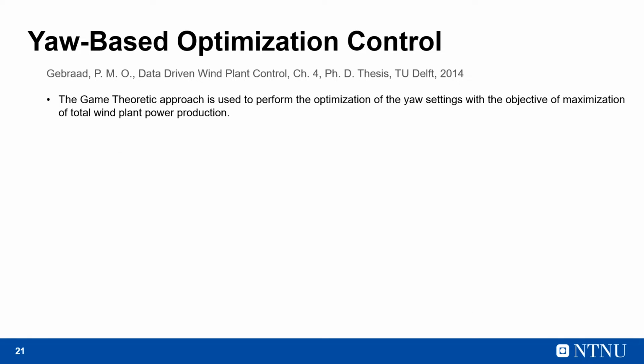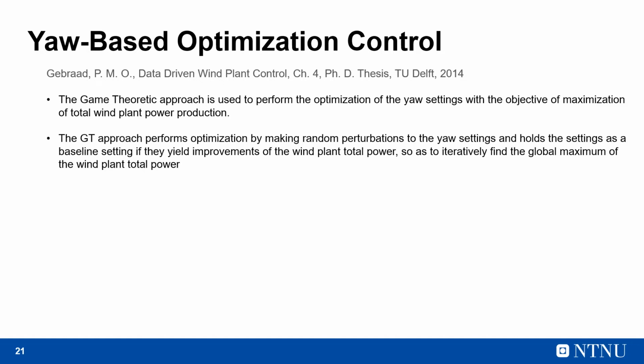The game theoretic approach is used to perform the optimization of the yaw settings with the objective of maximization of total wind plant power production. The game theoretic approach performs optimization by making random perturbations to the yaw settings and holds the settings as a baseline setting if they yield improvements of the wind plant total power, so as to iteratively find the global maximum of the wind plant power.